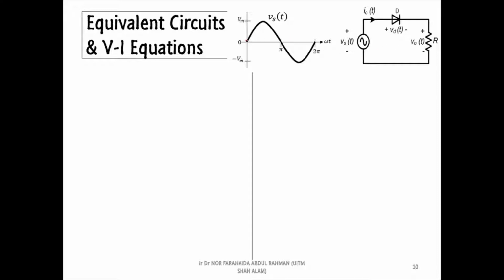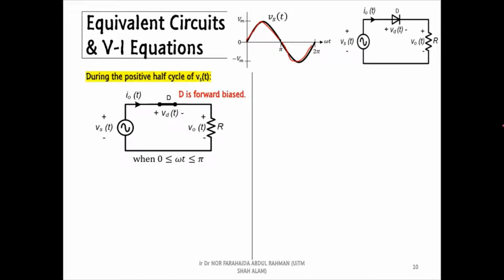Based on the positive and negative half cycle of the AC supply voltage, the rectifier has two equivalent circuits. The diode is in forward bias when the omega t value, which is the angle of the AC source, is in between 0 to pi.